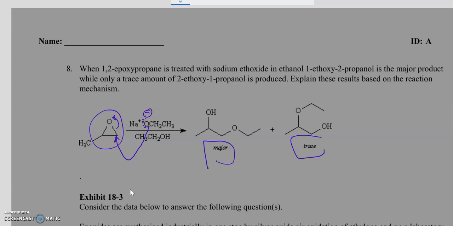We have a trace amount of product from reacting from the other side. So once this oxygen reacts through the second pathway right here, this is also possible, but because of steric hindrance with the methyl group, it is not the preferred way. So this is going to be a trace amount.